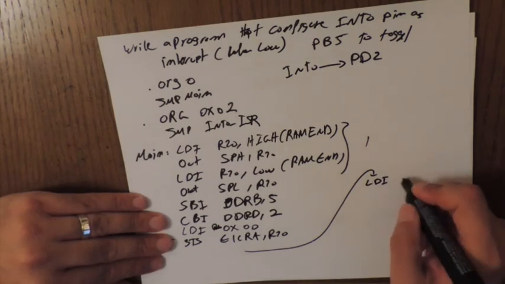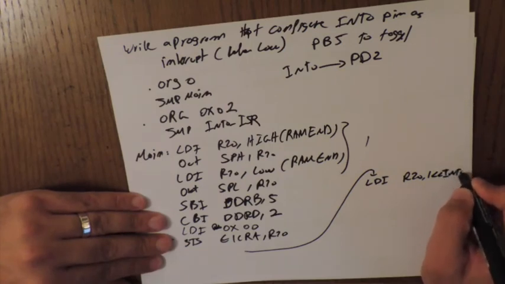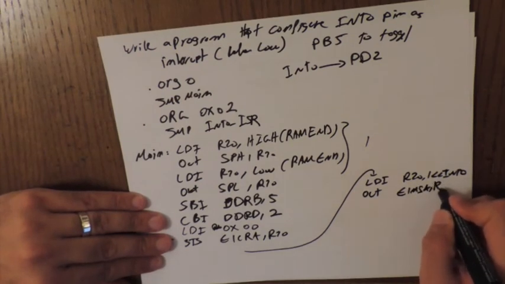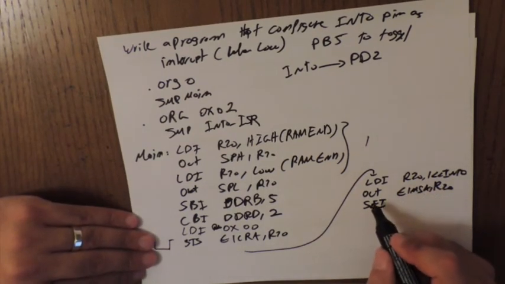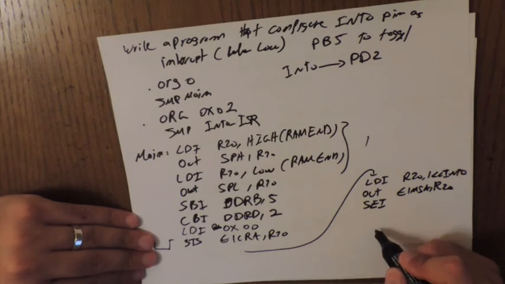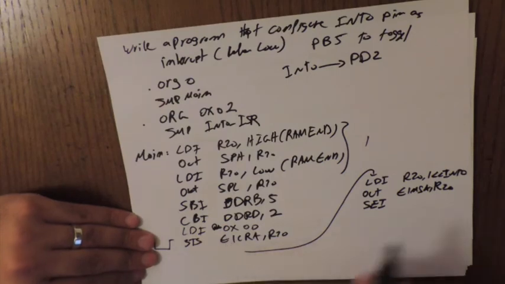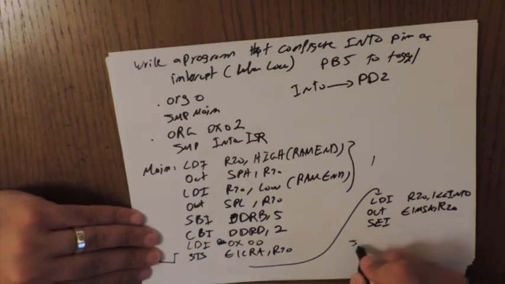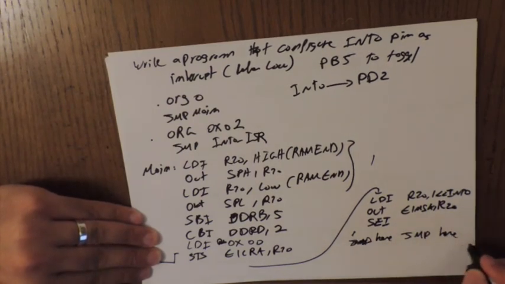So I continue here: LDI R20, 1 shifted INT0, and then I say OUT EIMSK, R20, and here I go with SEI. You need to notice which registers we use OUT with and which registers are used with STS, like the external interrupt control register. This is my main program. So jump here, jump here.